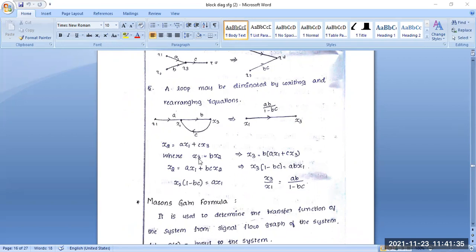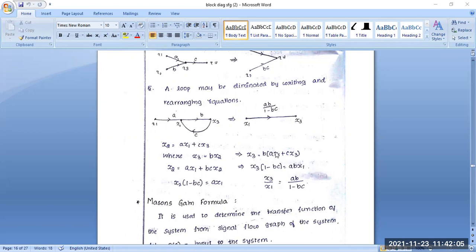Another one, when you have to calculate this x3, it accommodates two ways. One is this way and another one is this way also. So you can easily write b into ax1 plus cx3. Okay, so this b is the loop gain and another one is cx3, this is the cx3, and this is the forward loop gain ax1.